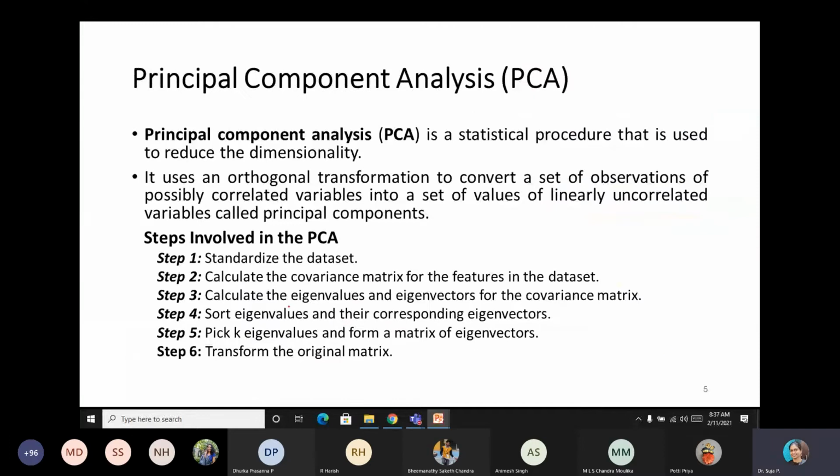So it is a statistical procedure, and it uses orthogonal transformation to convert a set of observations. These terms are new. We will be discussing them, and also principal components and uncorrelated. All these terms we will be discussing slowly when we move into the approach.